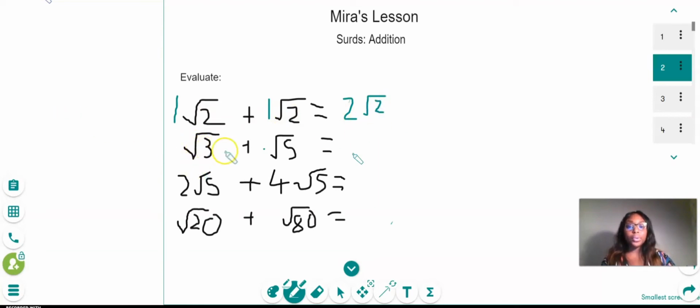Next we have root 3 plus root 5. We will look at the numbers on the inside of the square root to see if we can add them together. The numbers on the inside are not the same, so this equation cannot be done. The answer would simply be root 3 plus root 5.